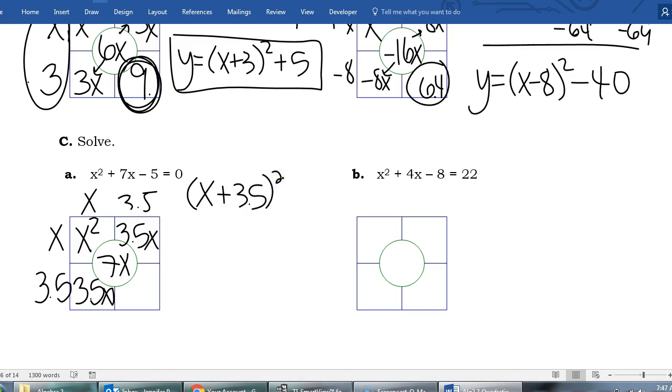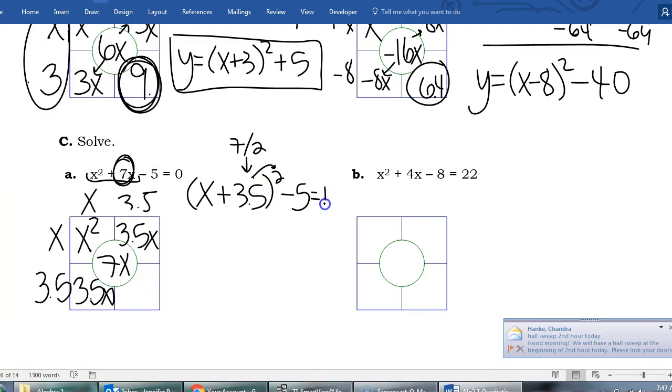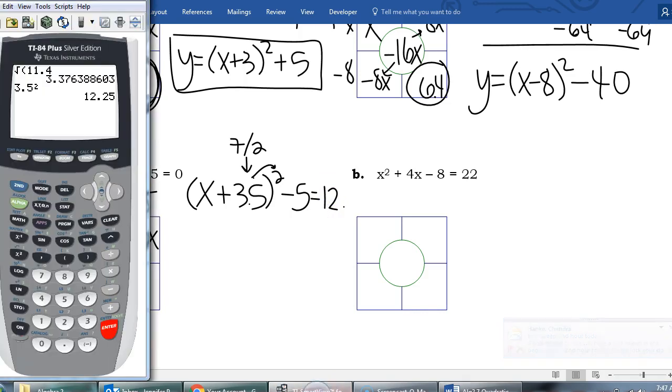Now, if you wanted to skip the box and just kind of do this work on the side, this number right here is always going to be half of your b term, half of the middle number. Okay? The minus 5 is still a minus 5, equals, and then if I take this number and I square it, 3.5 times 3.5 is 12.25. That's going to go over here.